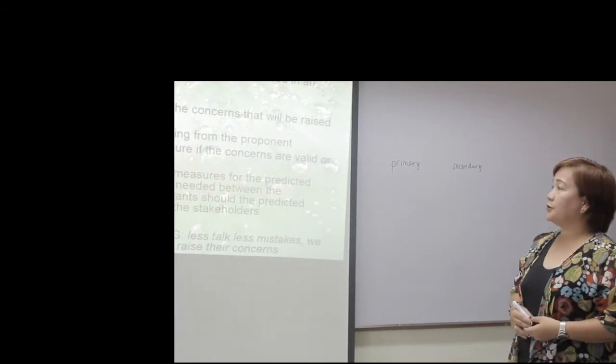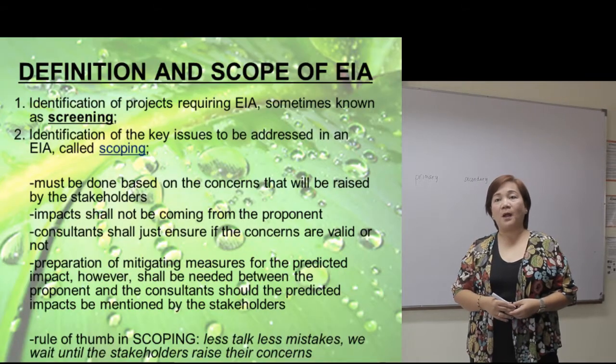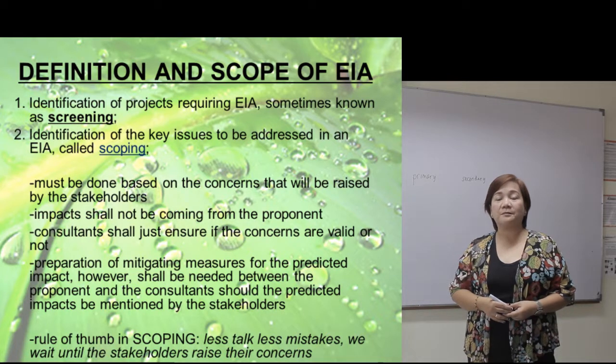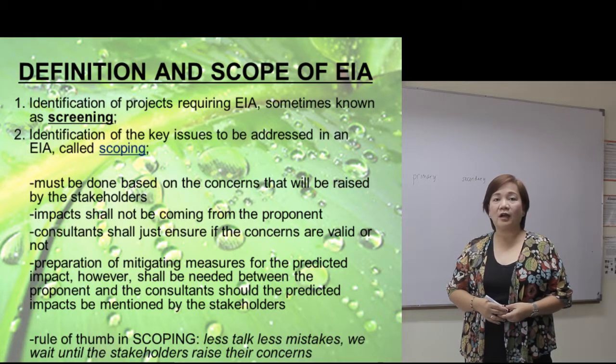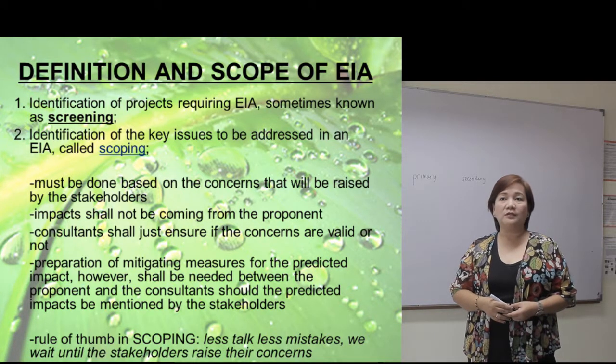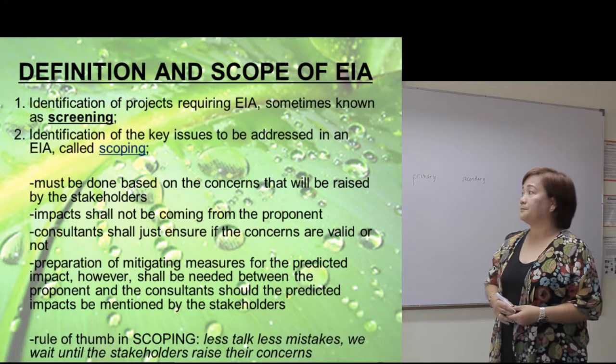Now, how do you get the secondary data? Secondary data may be taken from interviews, ocular inspection or site inspection. So that's why when I conduct my EIA with a team, I normally ask the proponent to give us one or two, or at most three visits for the site inspection.